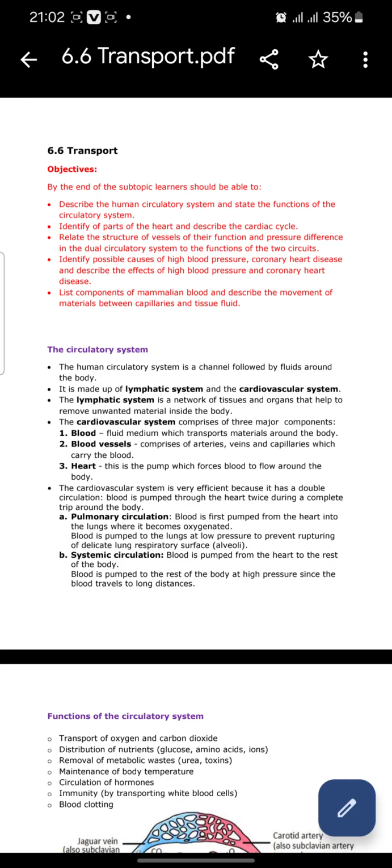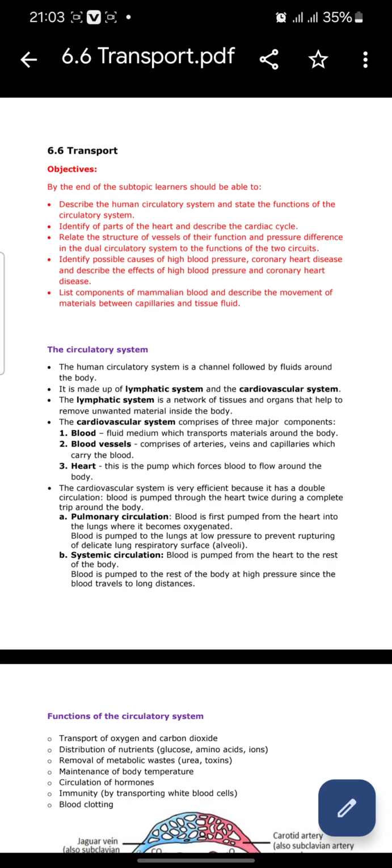And so the cardiovascular system, this one is very efficient, and consists of blood, which is the fluid medium which transports materials around the body. So whatever food or waste products are in the blood, right? So blood carries various proteins around the body, and blood vessels, which consist of arteries, veins and capillaries, carry blood around the body. Then the heart is the pump, right, which forces blood to flow around the body.